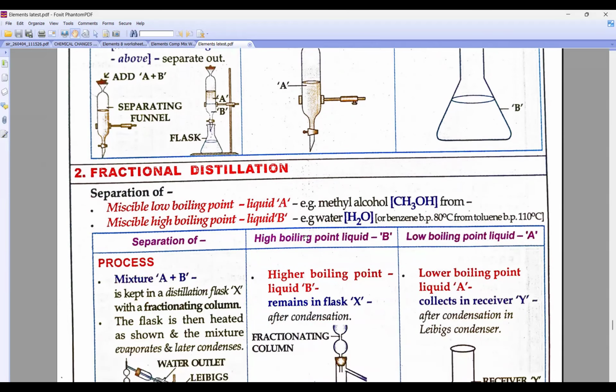Now in this case, we use one special arrangement that is known as a fractionating column. What do we use? This part. Why do we use this? I'll teach you. Wait here.